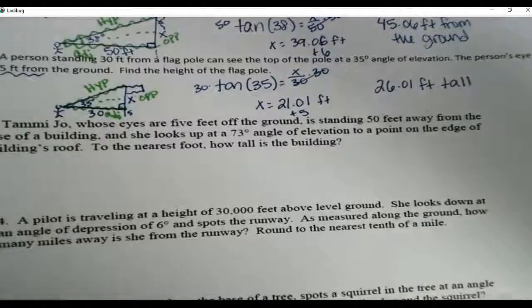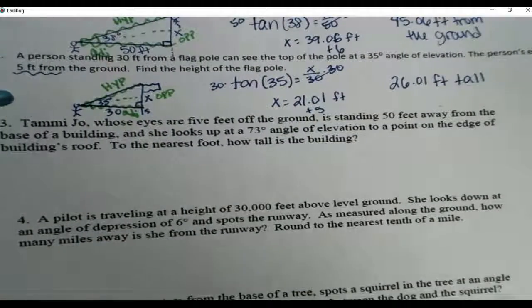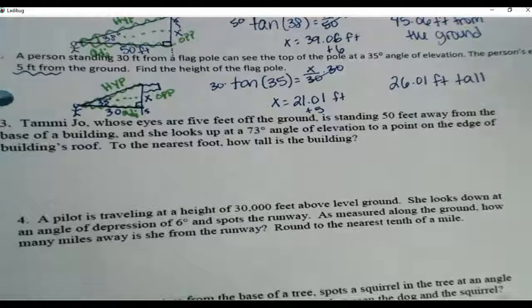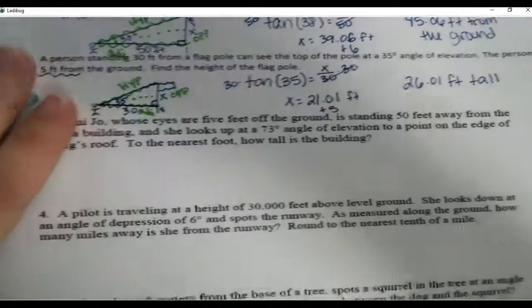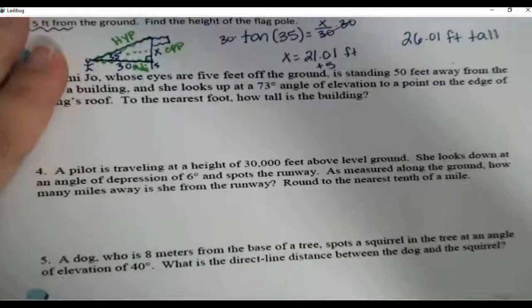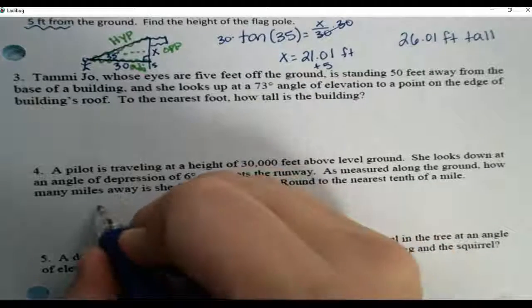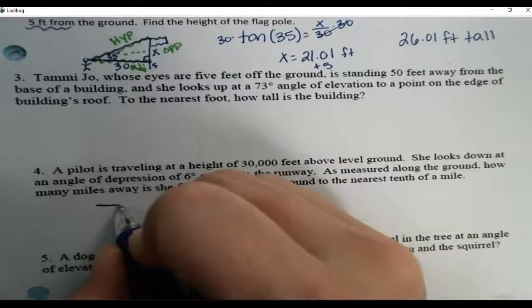So 4 says we have a pilot traveling at a height of 30,000 feet above level ground. She looks down at an angle of depression of 6 degrees and spots the runway. As measured along the ground, how many miles away is she from the runway? So this one is different because we have a pilot who's looking down. So we're looking at angle of depression. So if we draw this one, we have a pilot. She's up here in her airplane.